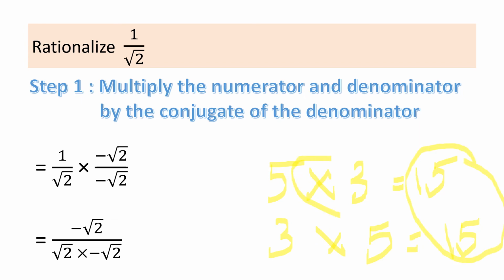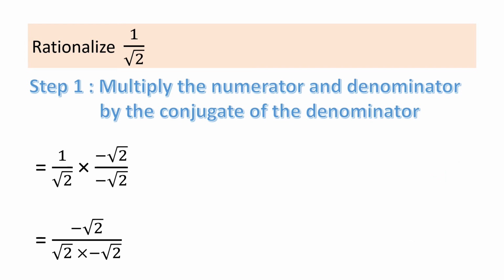Because it's multiplication. If it's addition or subtraction, it will change; the sign of the number will change, right? But if it is multiplication, even the sign will not change, and the answer also will not change. So we can interchange the numbers when we multiply, right? So that's why look here. This root 2 into minus root 2 can be written as minus root 2 into root 2, right? So let's look at the next step.